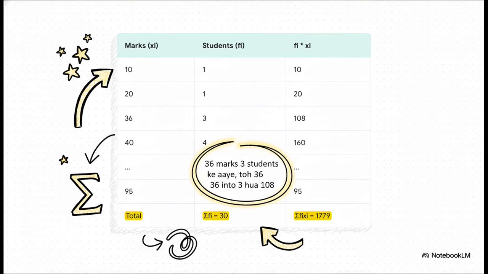Look at this table. We've got the marks, which we call xi, and the number of students who got those marks, fi. All we do is multiply them together to get a new column, fi times xi. So, for example, you see that 3 students scored 36 marks. So, 3 times 36 gives us 108. We do that for every single row, and then we add it all up. The total number of students, sigma fi, is 30. And the sum of that last column, sigma fi times xi, is 1,779.